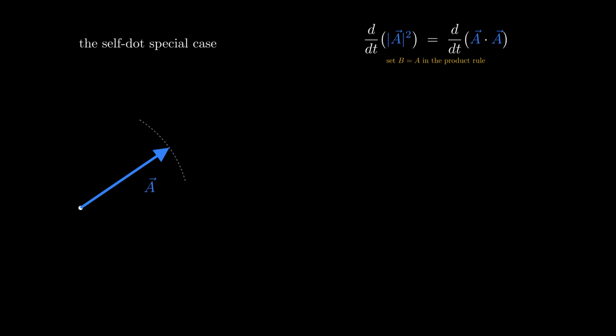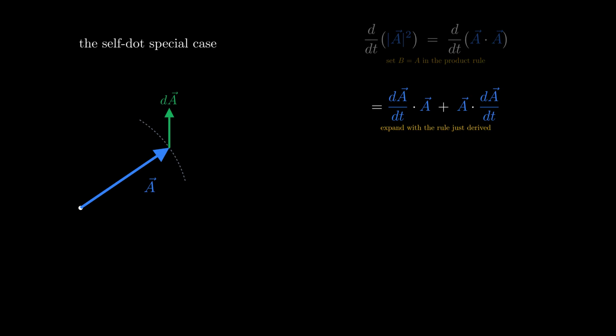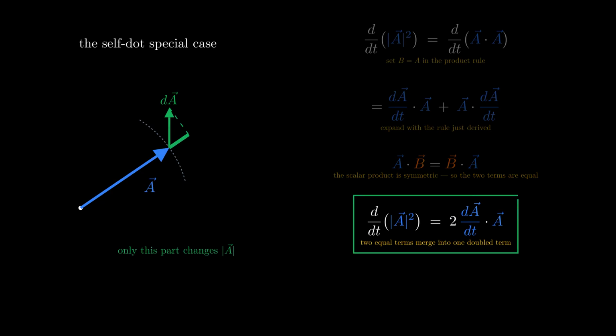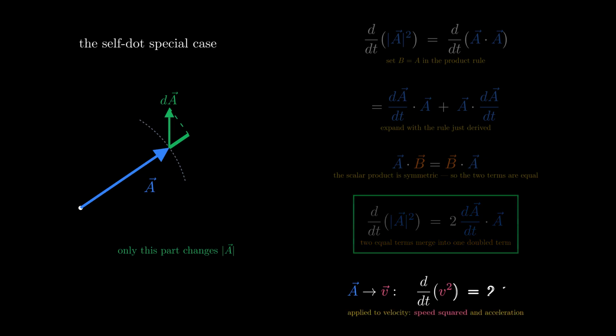Then A dot A is the magnitude of A squared, and the product rule gives its time derivative dA by dt dot A plus A dot dA by dt, but the scalar product is symmetric. The order of the 2 vectors does not matter, so those 2 terms are equal. The time derivative of A squared is twice dA by dt dot A. Tuck this identity away. Applied to velocity, it links the rate of change of speed squared to the acceleration.